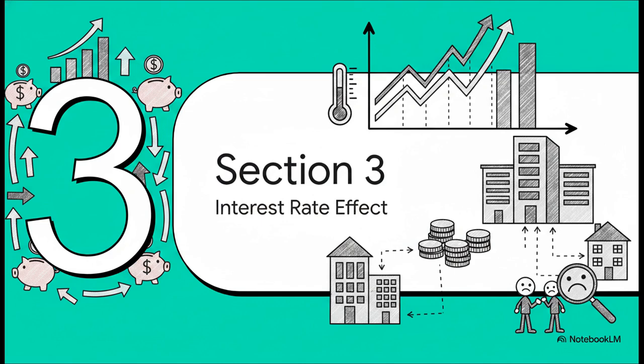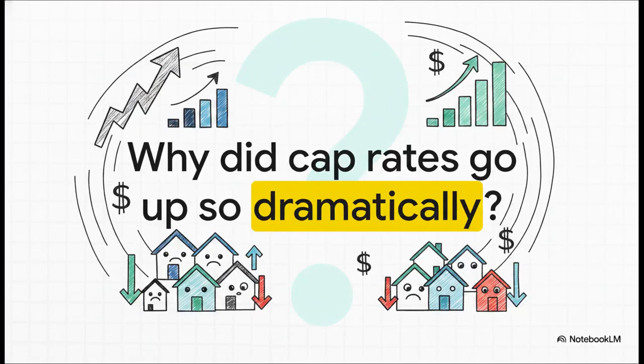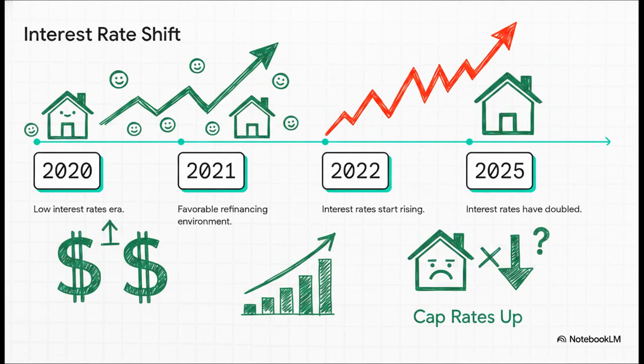Section 3. The interest rate effect. Okay. What happens when the whole economic environment shifts abruptly? This leads us to the multi-million-dollar question. Why on earth have cap rates shot up so dramatically in recent years, causing widespread panic for property owners across the nation? The answer is in the timeline.